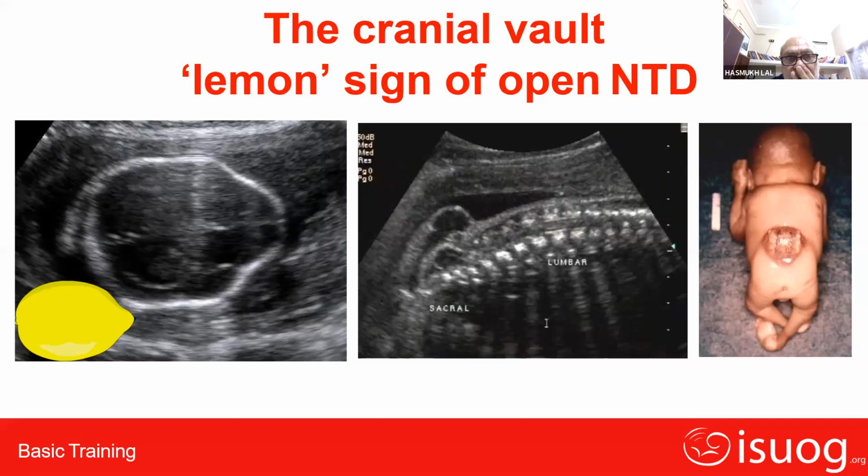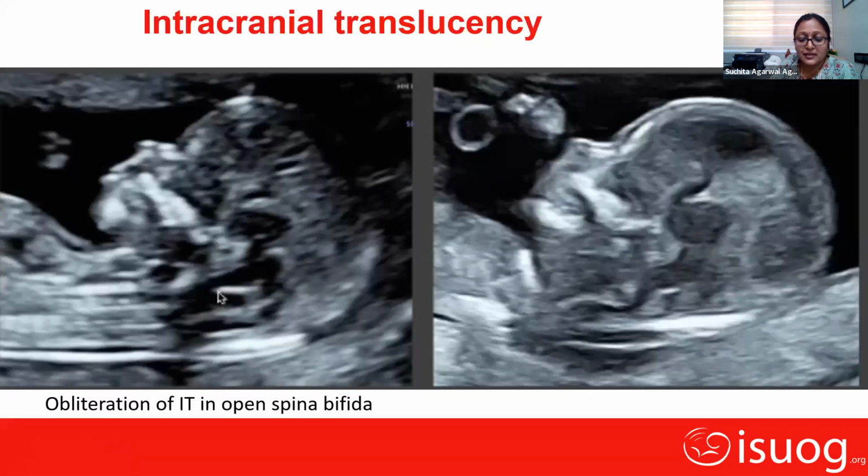Now come to the cranial vault and the lemon sign of the open neural tube defect. As I had said, again I have put this slide, this IT slide. This is the brainstem. This is the IT. This is the cisterna magna. This is the NT. So IT. When there is a leakage of CSF, it pushes the IT downwards. There is obliteration of the IT.